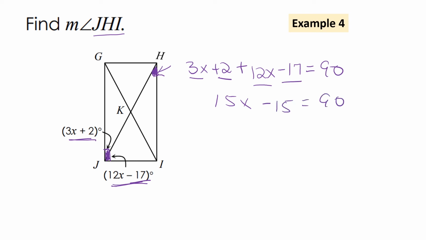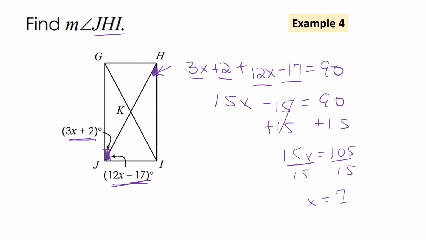I'm left with that two-step equation, using inverse operations to combine my like terms and dividing through by 15. So x is 105 divided by 15. So x is 7. So I need to find JHI.